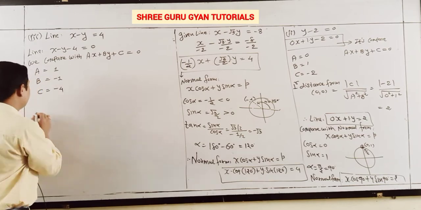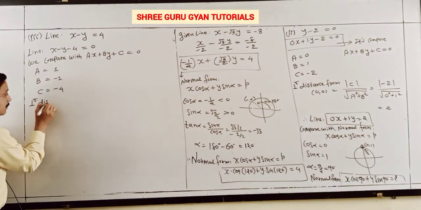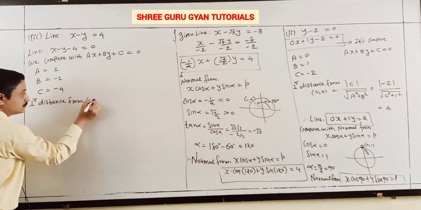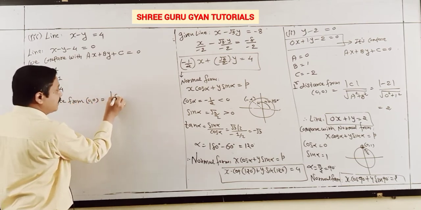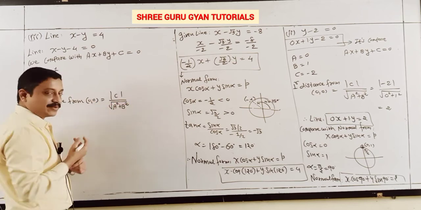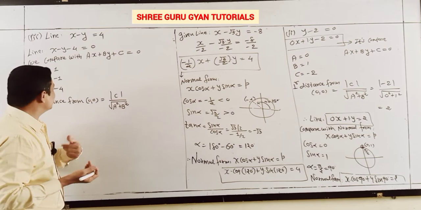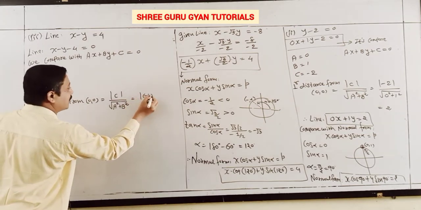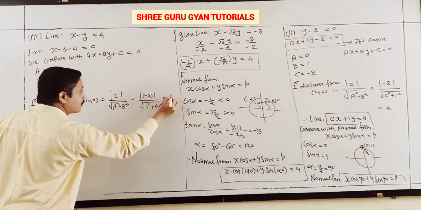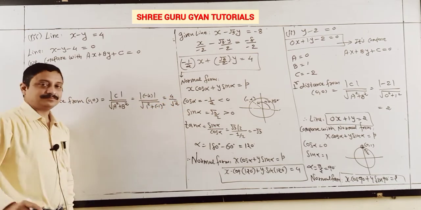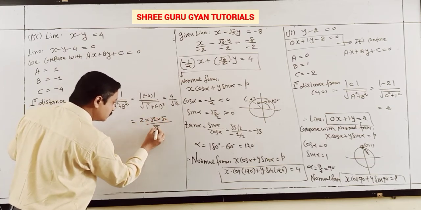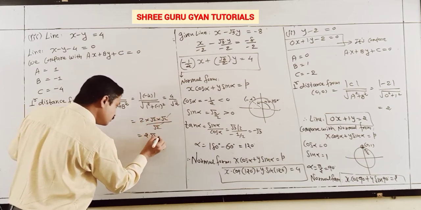So I go to the perpendicular distance from the origin, which is modulus c by under root a square plus b square. Apply your values. What is your c? Minus 4 upon under root 1 plus minus 1 square. It is 4 by root 2. If you further calculate, 2 into root 2 root 2, it is 2 root 2. That's your p.